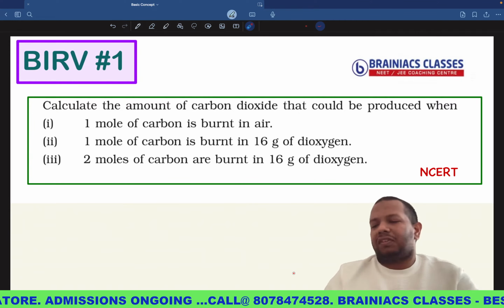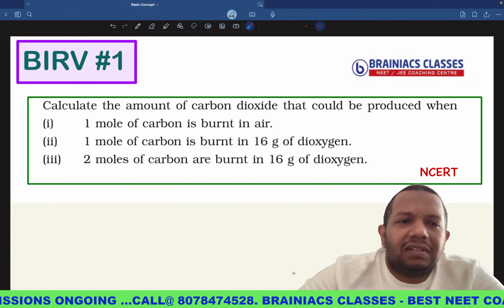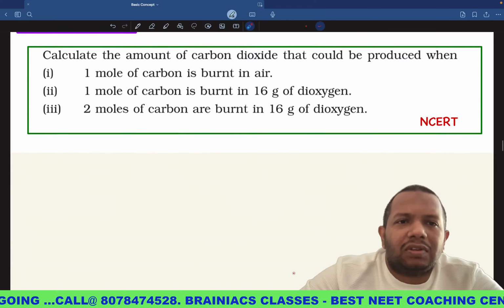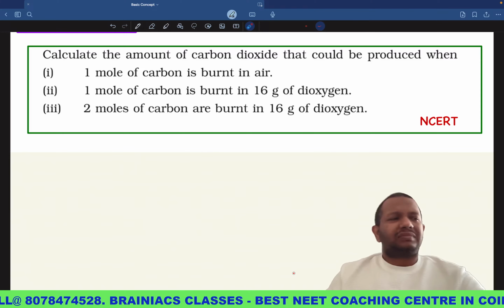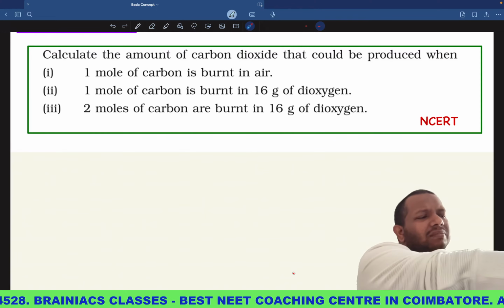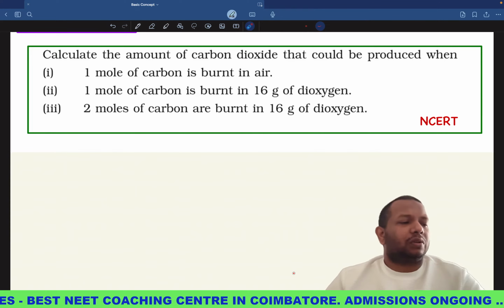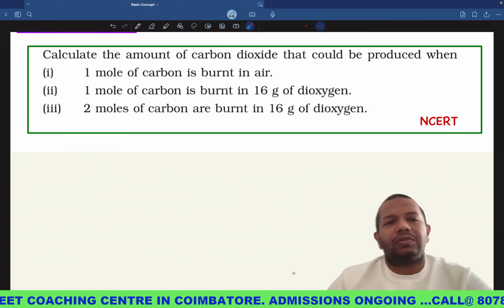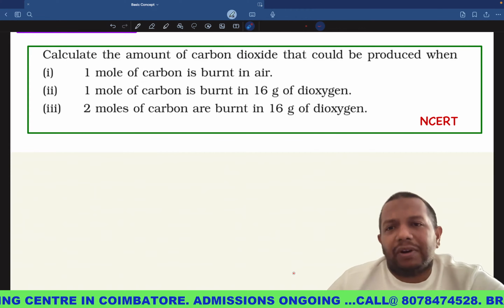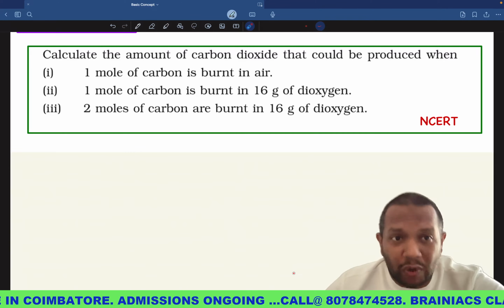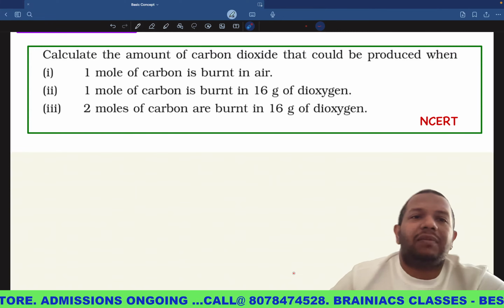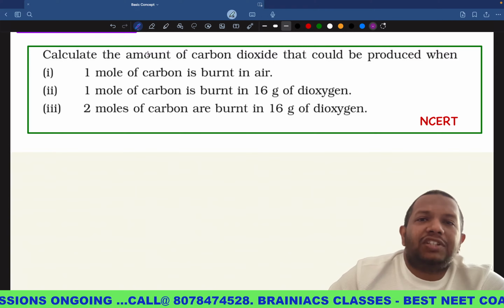Okay, so let's continue with the next question, that is from NCERT, a very important question. Again, this question is related to stoichiometry only. So read through the question: calculate the amount of carbon dioxide that could be produced when different conditions are given. We will take each case one by one.